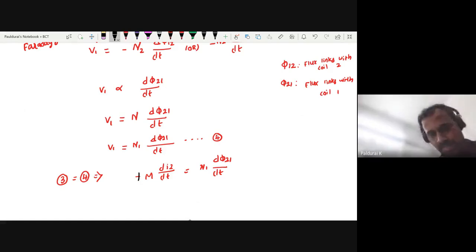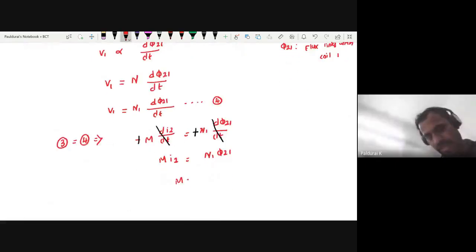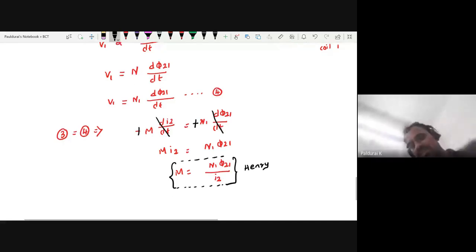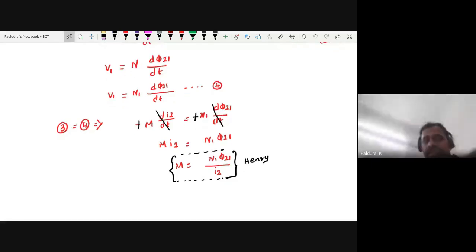Okay. Now this minus minus becomes plus. This d by dt gets cancelled. So I am ending with M times I2 equals N1 φ21. I'm looking for M. Therefore M equals N1 φ21 divided by I2. Henry, right? So mutual inductance is also another type of inductance. So same unit, Henry.